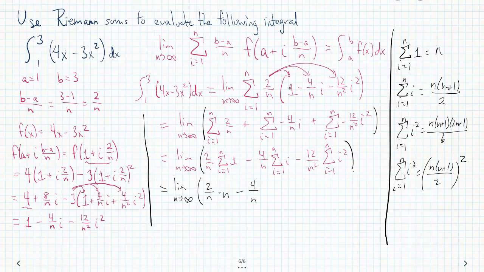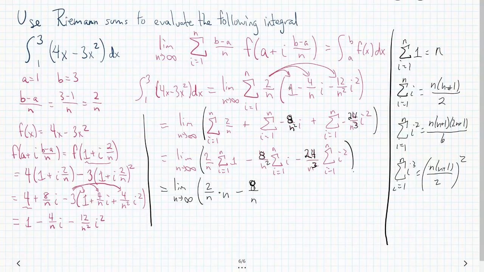Hold on one second. I forgot, backtracking real quick. When I did the 2 over n, I distributed it to the first one. I did not do it to the second two terms. So this is 8 over n squared, and this is 24 over n cubed. Okay, good thing we were using a different colored pen.